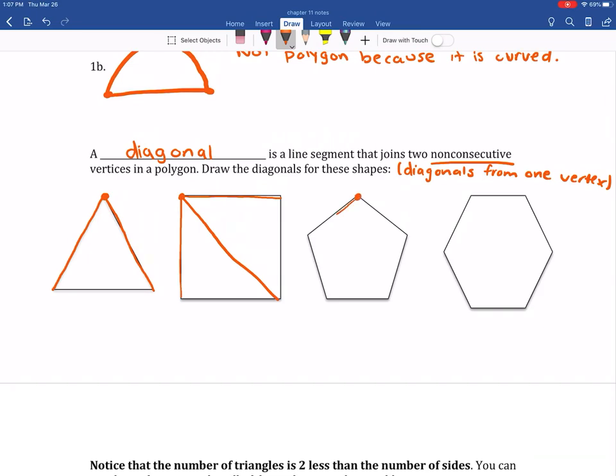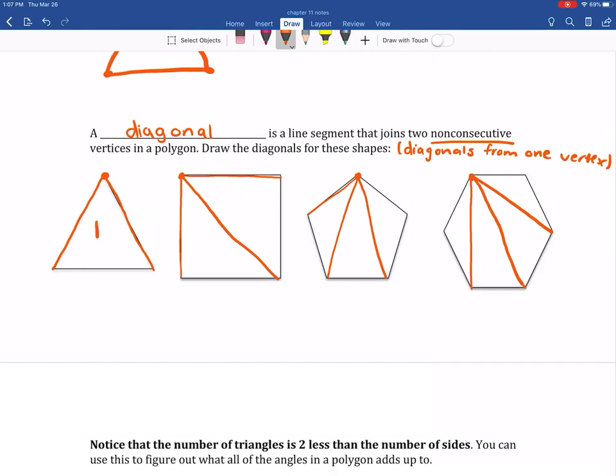If I pick this vertex, I can draw two diagonals. If I pick this vertex, I can draw three diagonals. Okay, if you look here, now it's all split into triangles. I have one triangle in this one, two in this one, three in this one, and four in this one.